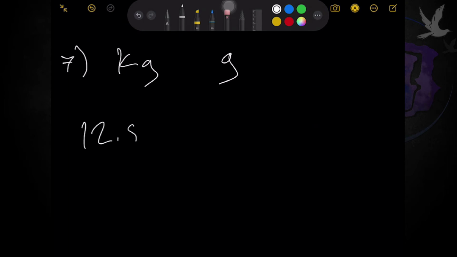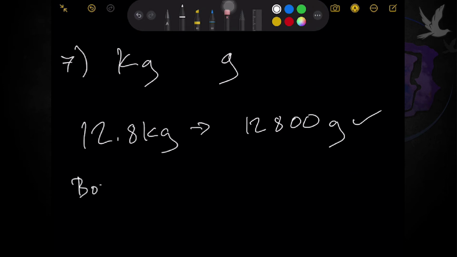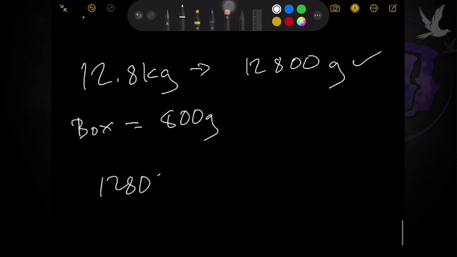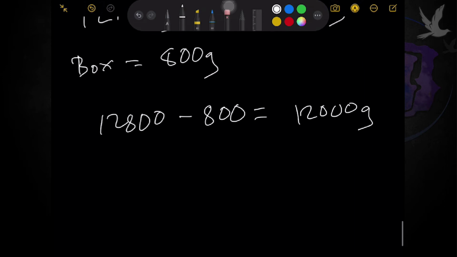12.8 kilograms converted to grams is equivalent to 12,800 grams. And it says here that this is all the box containing some similar pens. The box alone is 800 grams. So what we can do here is just to subtract 800 from 12,800, which will give us 12,000 grams. Okay.